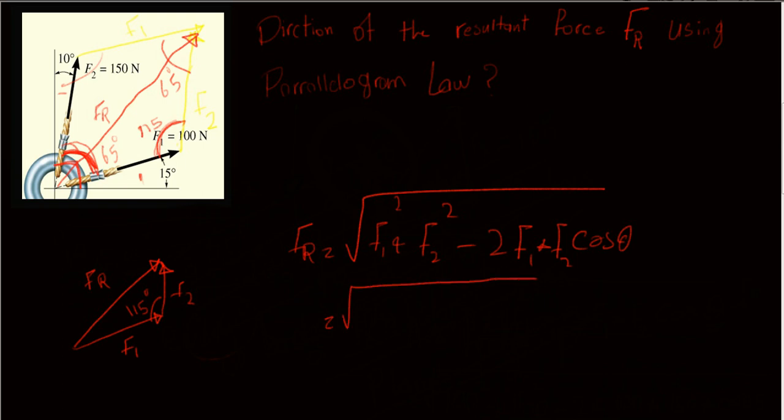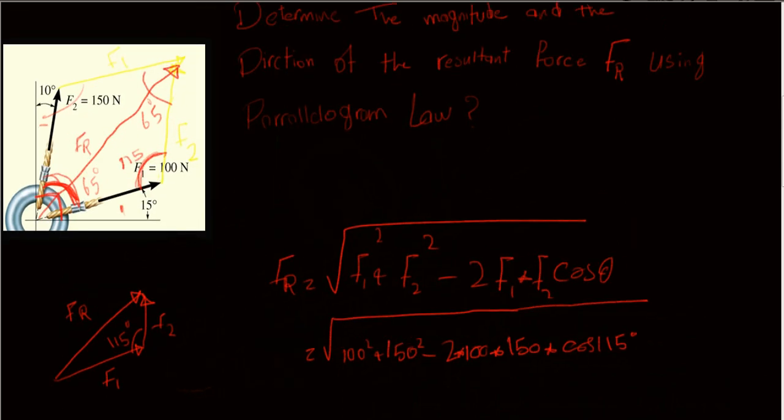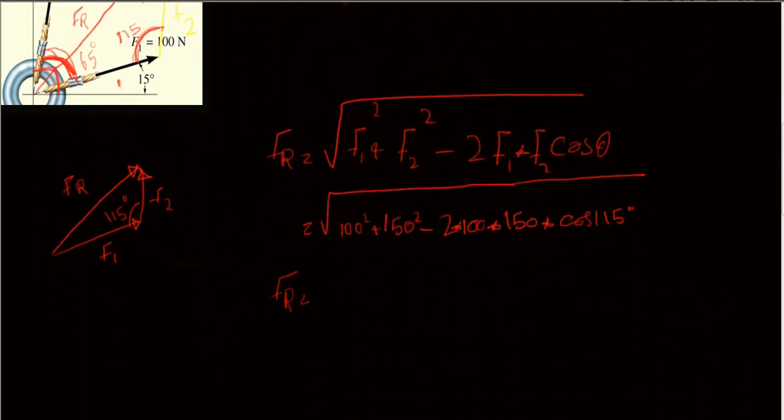Now F1 is 100 squared plus 150 squared minus 2 times 100 times 150 times cosine 115. Now we would have this, 100 squared plus 150 squared minus 2 times 100 times 150 cosine 115. That would be 212. So pretty much the magnitude of FR is 212.6 Newton.